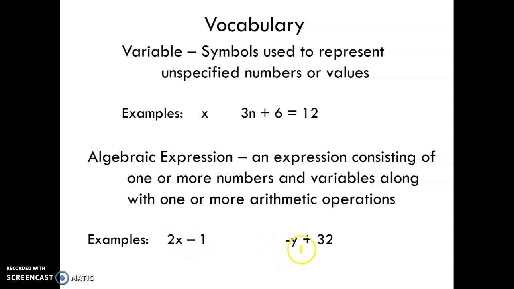Over here we have negative y plus 32. Again, negative y is the variable, plus 32 is the numeral. Plus is the arithmetic operation. This could be negative y increased by 32, or negative y plus 32, or negative y and 32 added together. Different ways of translating the same expression.